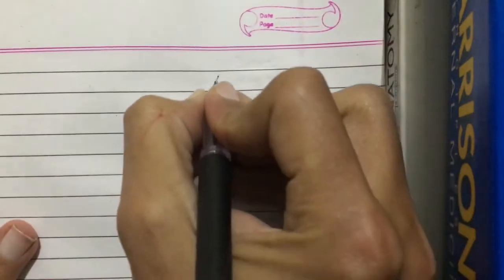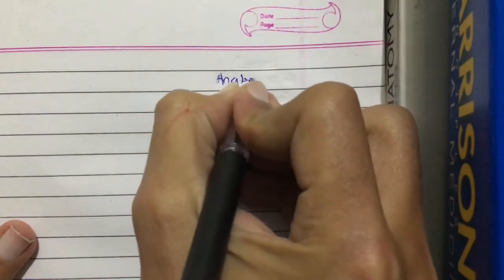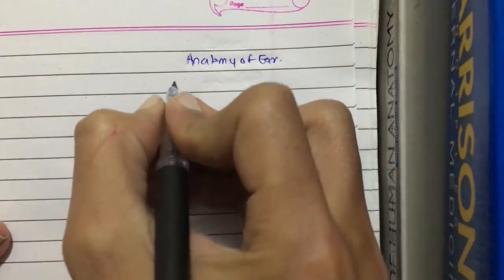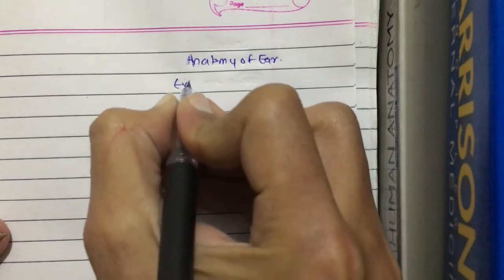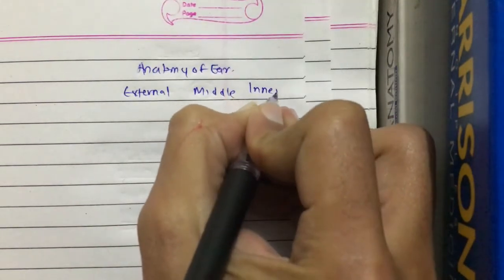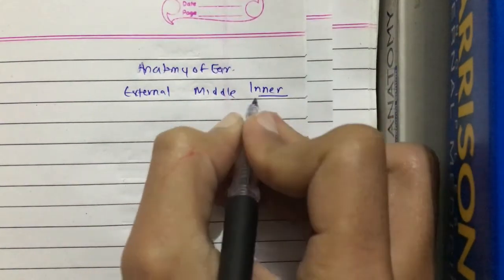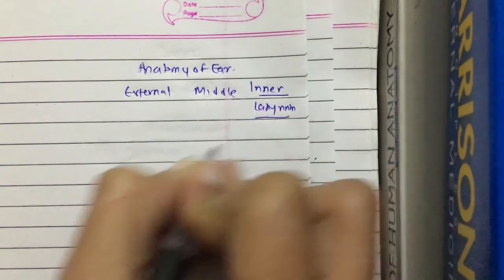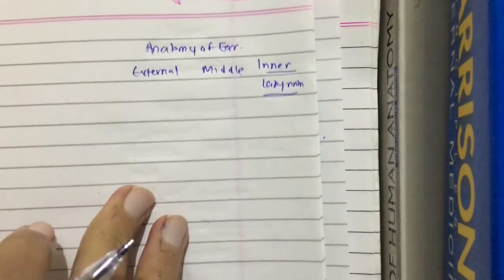Now discussing the anatomy of the ear. The ear is primarily divided into three parts: external ear, middle ear, and internal ear. The inner ear is also known as the labyrinth, which is situated in the petrous part of the temporal bone.